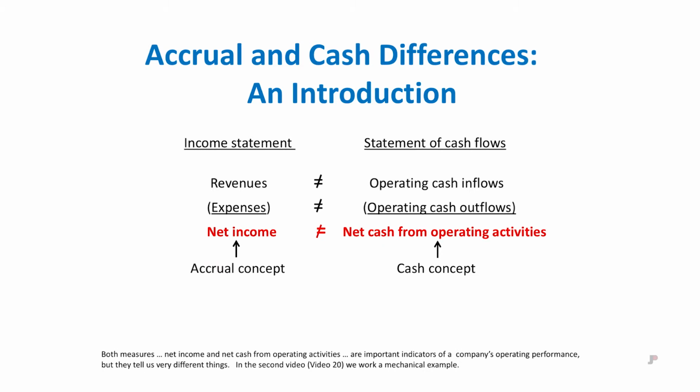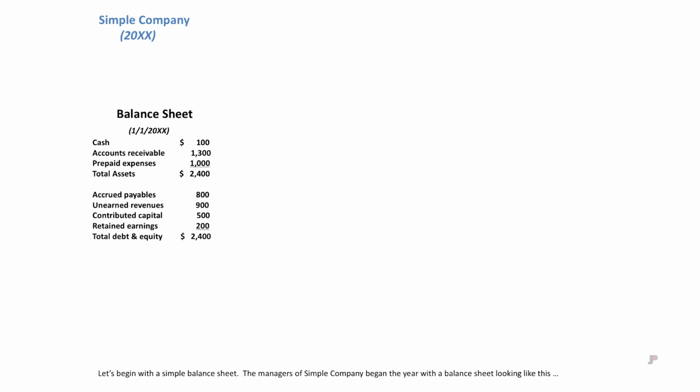Both measures, net income and net cash from operating activities, are important indicators of a company's operating performance, but they tell us very different things. In the second video, video 20, we work a mechanical example. Let's begin with a simple balance sheet.